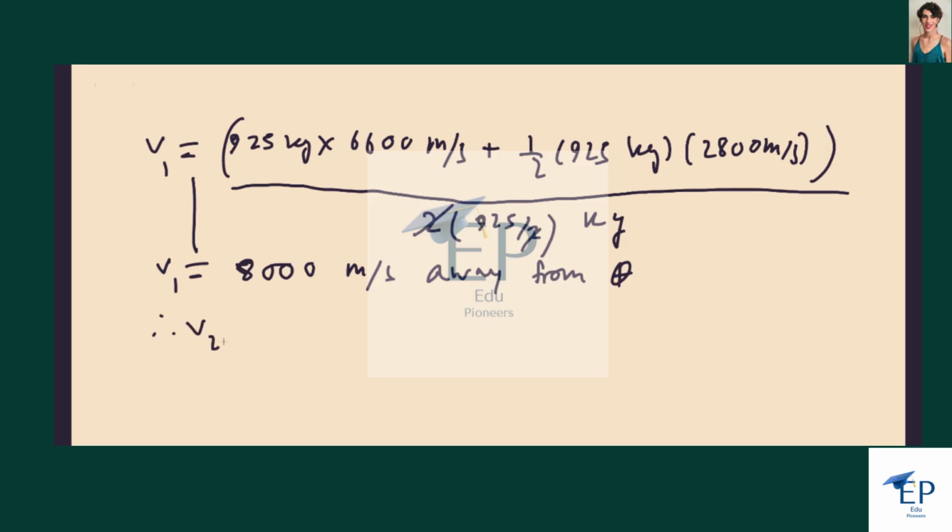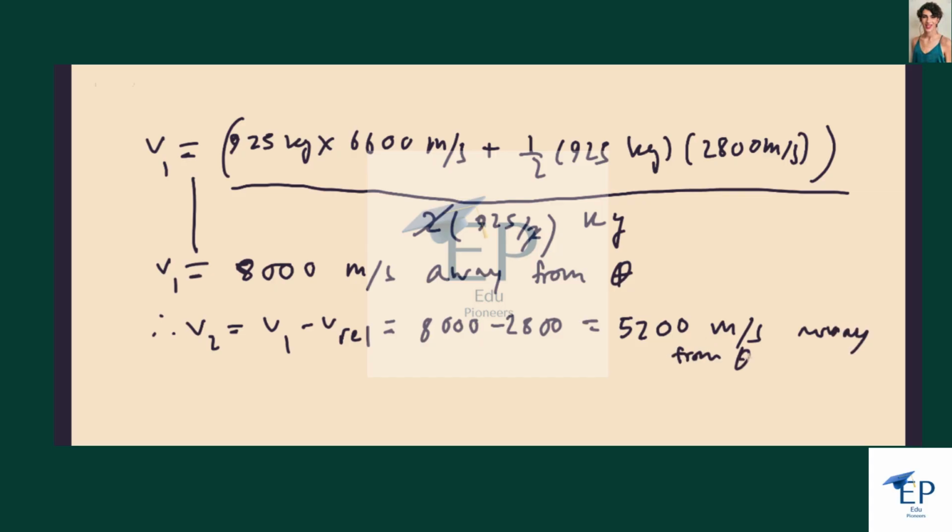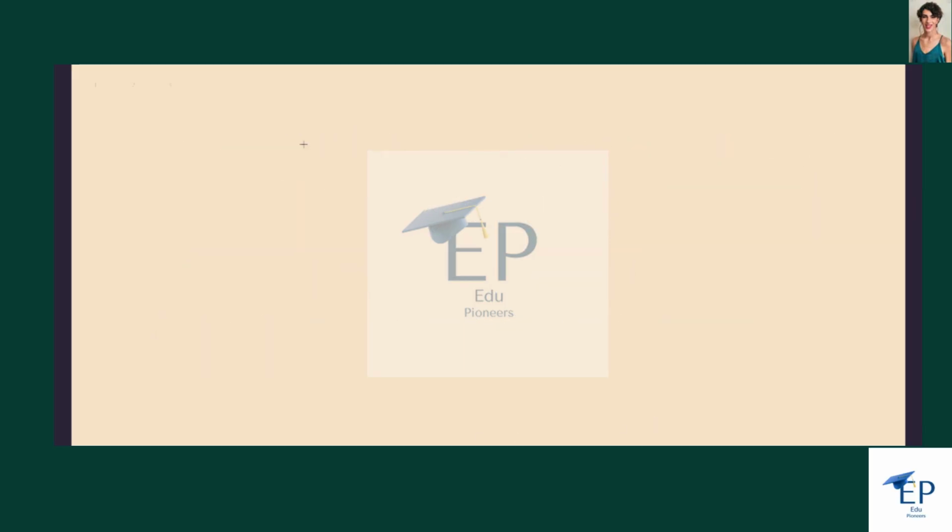Therefore, V2 is just V1 minus v_rel. So that's 8,000 minus 2,800, which is equal to 5,200 meters per second, again, away from the Earth. Okay, so that's part A. And for part B, we use energy conservation.